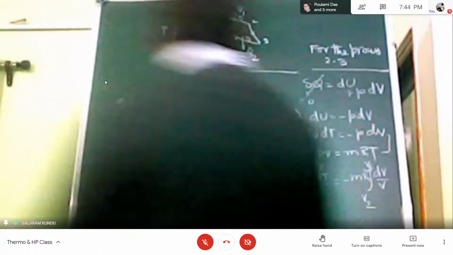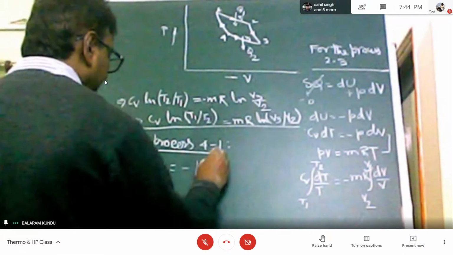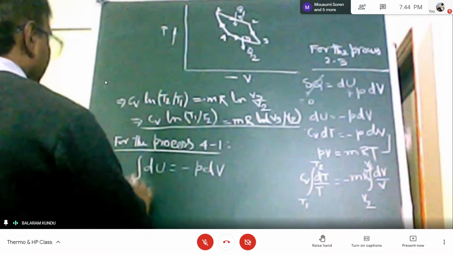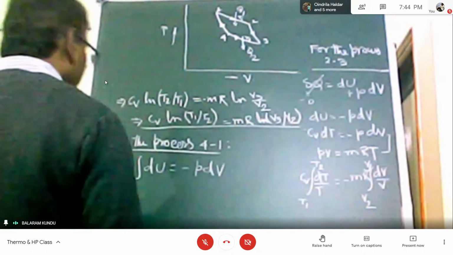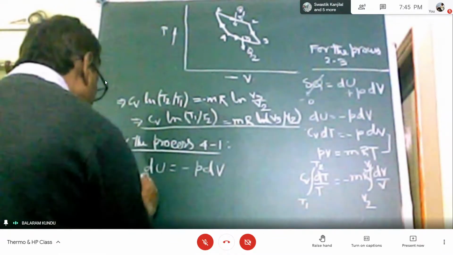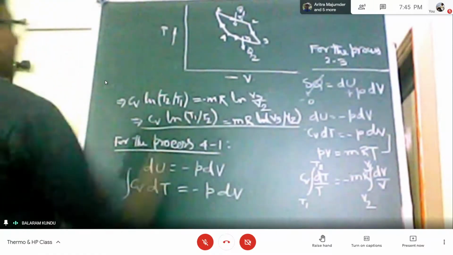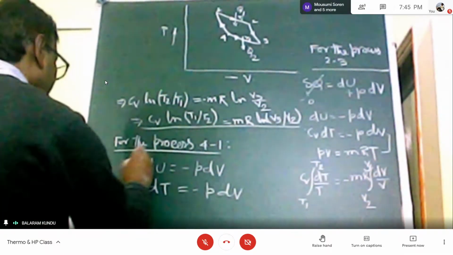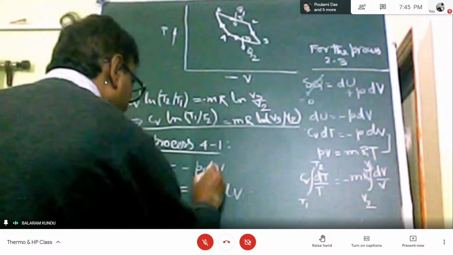Again, in a similar way, del Q equal to 0 for this process, and we can write du equal to minus PdV, with the integration limits. So for process 4 to 1, you write in a similar pattern Cv into dT with the integration symbol, which should be equal to minus P dV, integrating from process 4 to 1, where at 4 the temperature is T2 and at 1 the temperature is T1, and the volume goes from V4 to V1.